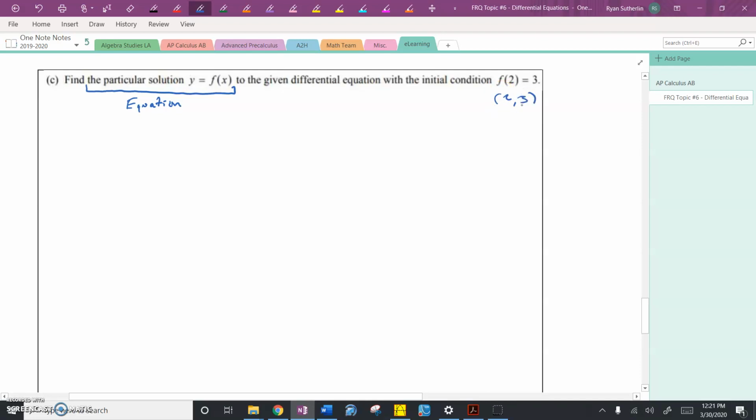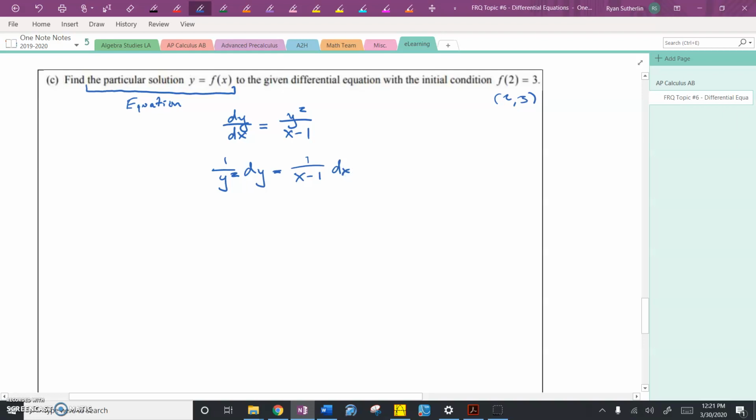So most of the time when you're told find the particular solution to a differential equation, and there's x's and y's in the differential equation, that is when you're going to use separation of variables. So we know dy/dx is equal to y squared over x minus 1. So if I move things around, I get 1 over y squared dy equals 1 over x minus 1 dx.